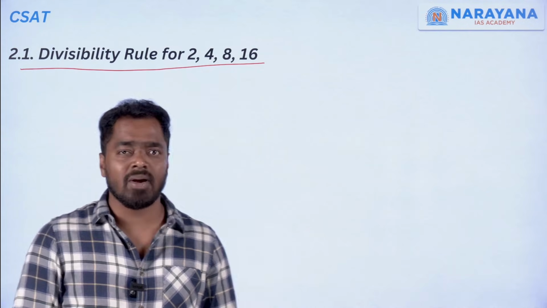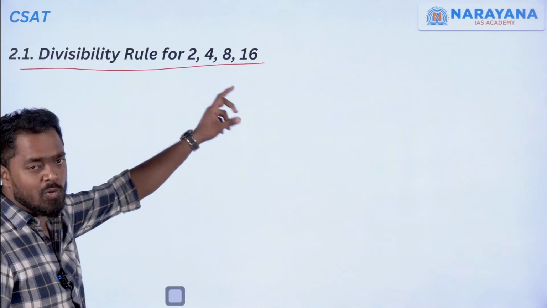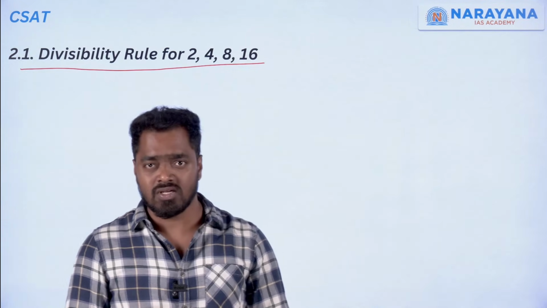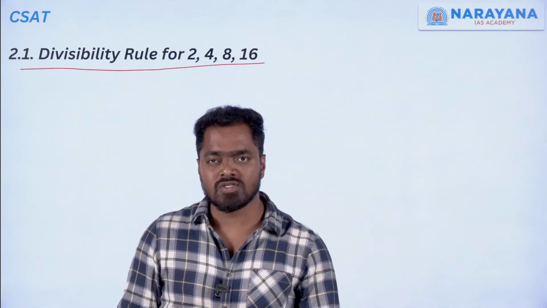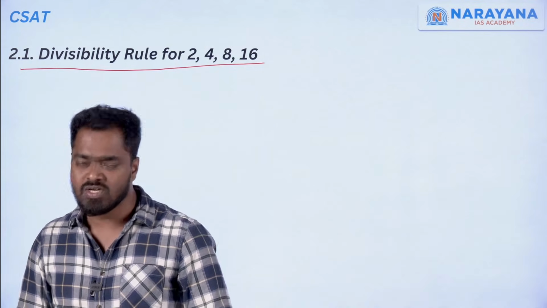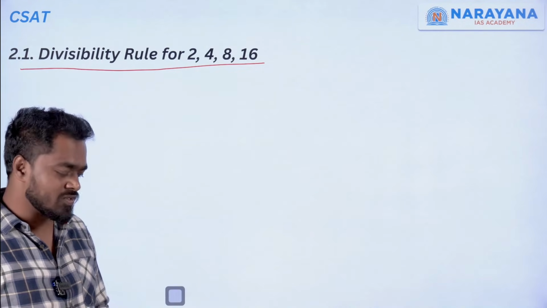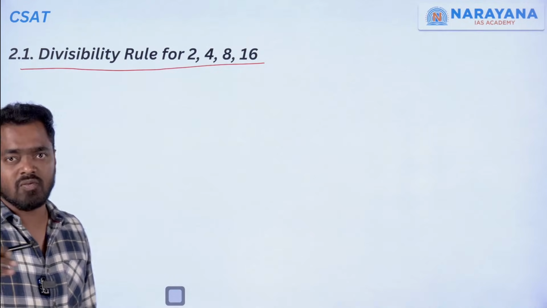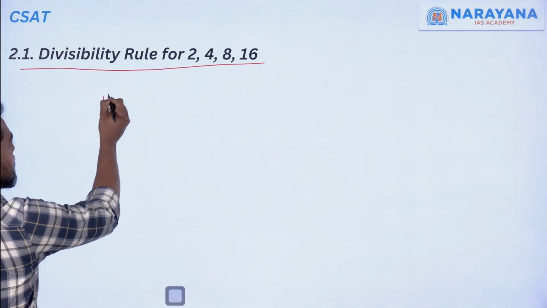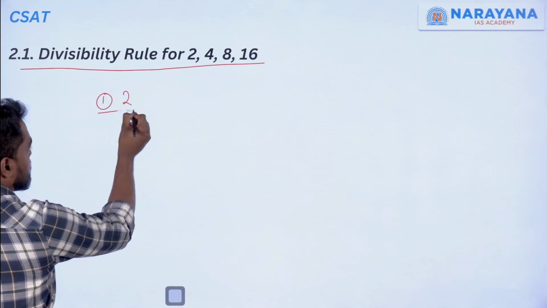Now why I have combined the divisibility rules of 2, 4, 8, 16 at one place is because these divisibility rules are almost similar in approach. So all these numbers' divisibility rules are almost similar. One by one we will see. The first one is the divisibility rule of 2.